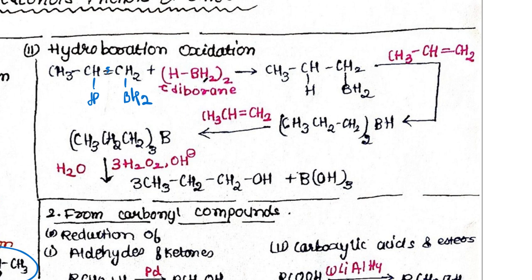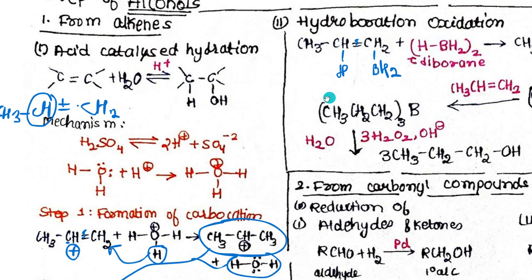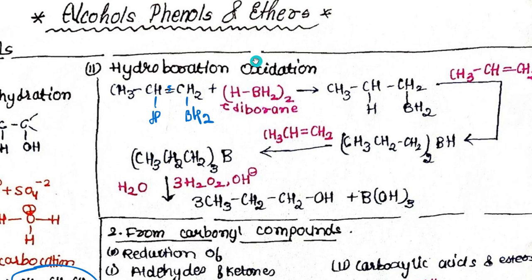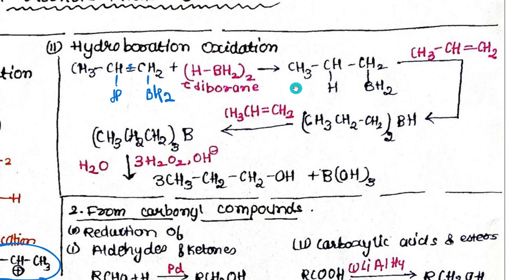Very, very important. In the previous method, that is acid catalyzed hydration, we learnt about Markovnikov's rule, right? That the negative part, that is OH minus, should be attached to the carbon having less number of hydrogens. But in hydroboration oxidation the process is the opposite. We are following anti-Markovnikov's rule. What is anti-Markovnikov's rule? It says the opposite, that the positive part should be attached to the carbon having less number of hydrogens. So that is the case over here. That is the biggest difference between the two.